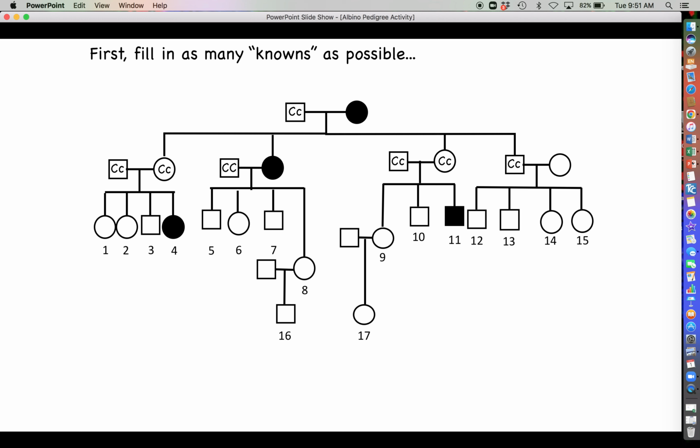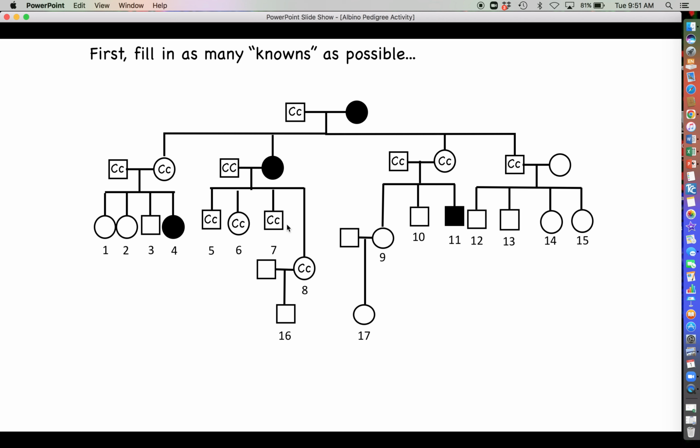Okay, if we start skipping down to the 3rd generation, this man right here, individual number 5, we can go ahead and say for sure he is heterozygous because that has to be the result of the mating between his father and his mother, capital C and little c. The only possible progeny would be heterozygotes, so the same thing would go for his sister and his other brother as well.